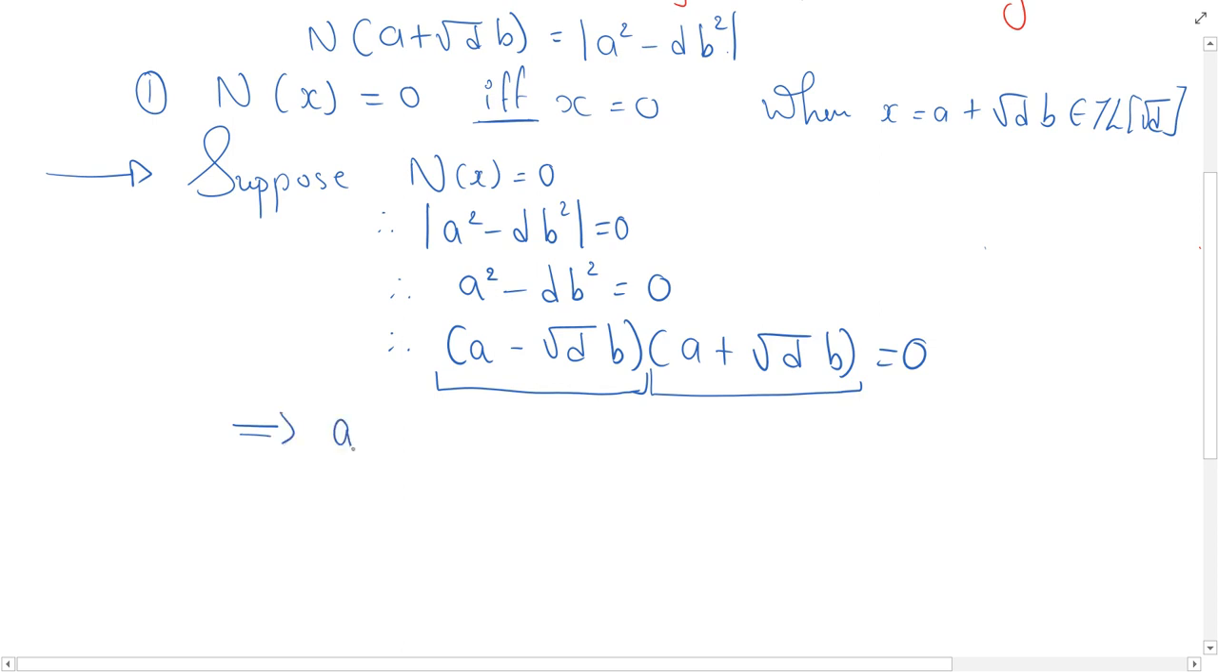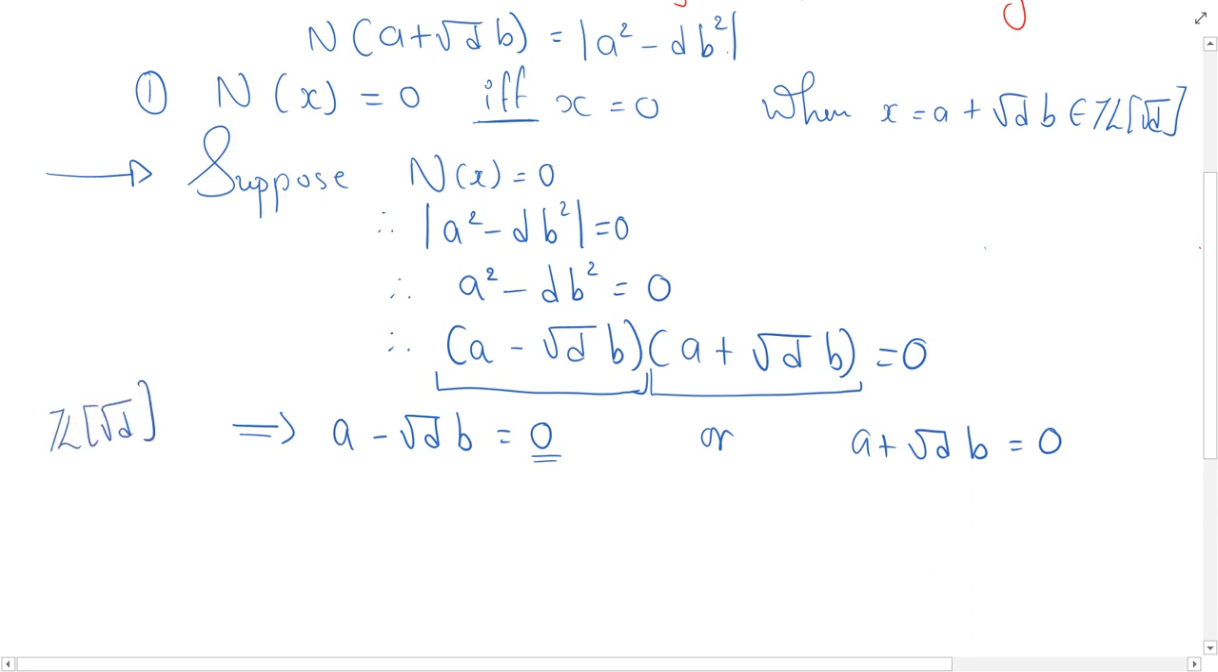That means my a minus root d b must be equal to 0, or my a plus root d b must be equal to 0. Okay, when I say this is equal to 0, what does that mean? I know my a and b are integers, d is some integer such that p square does not divide d for any prime. So this is equal to 0 means what? This is nothing but the additive identity of this ring. Of what ring? Z square root of d.